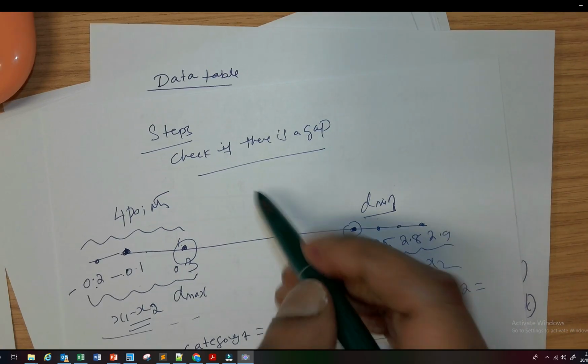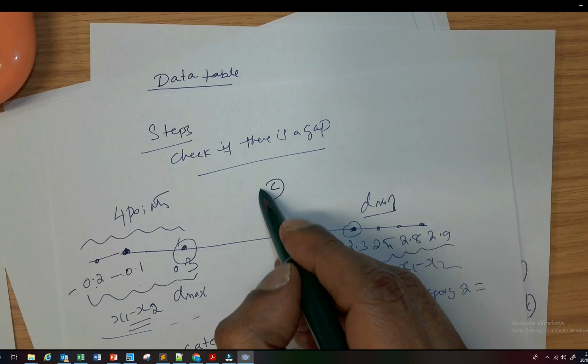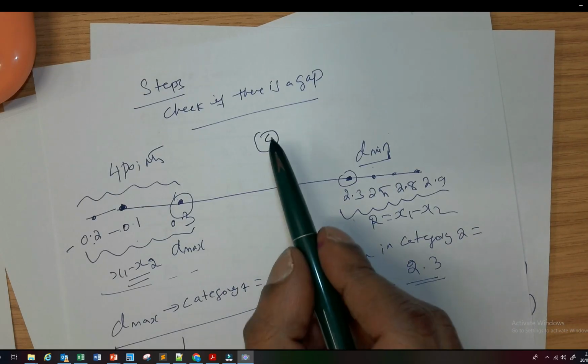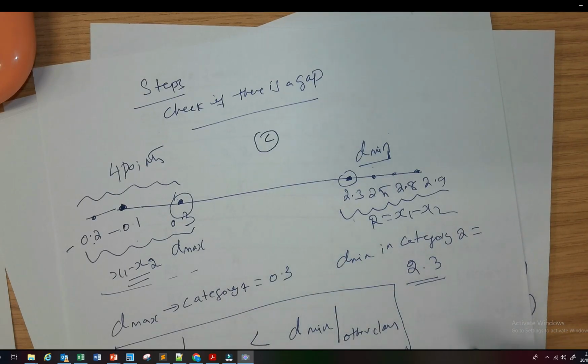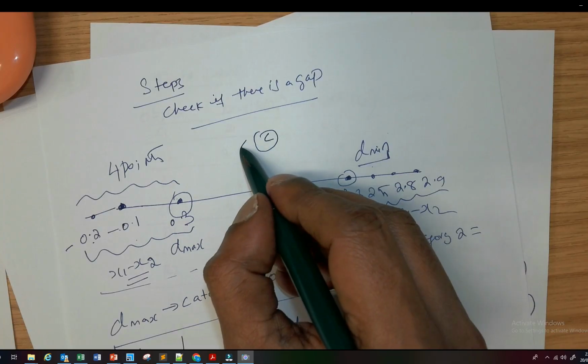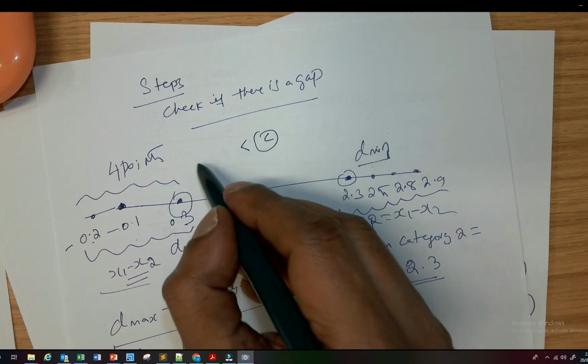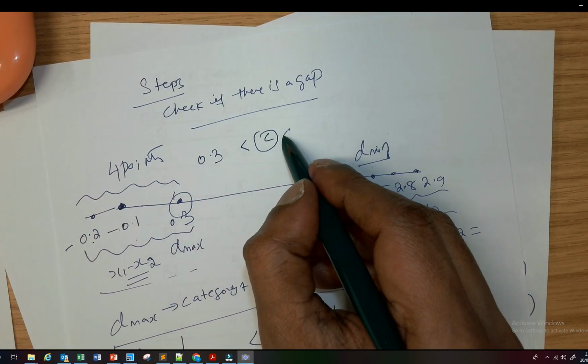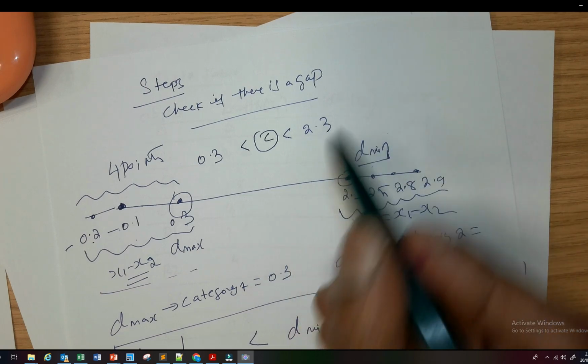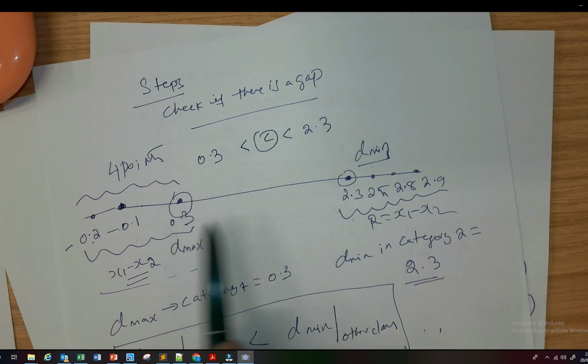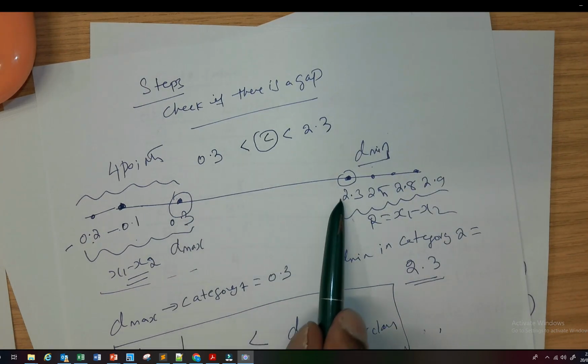Let's call that point C. In this case, this point C must be greater than 0.3 and less than 2.3. So which means this point can lie anywhere between 0.3 and 2.3.